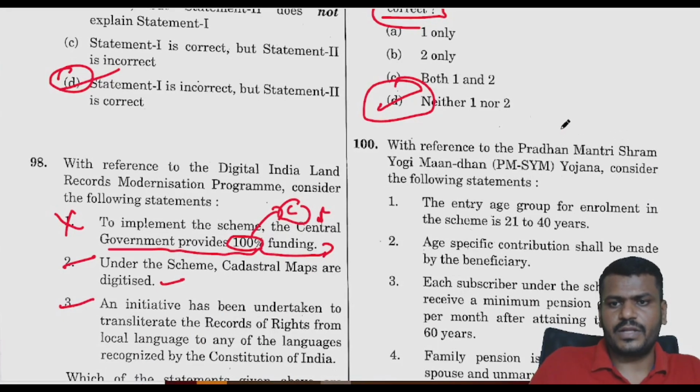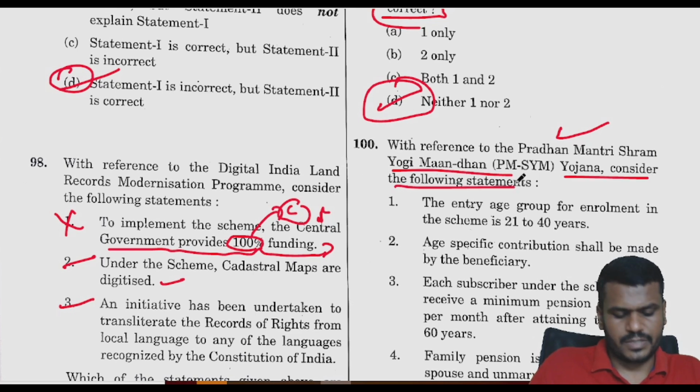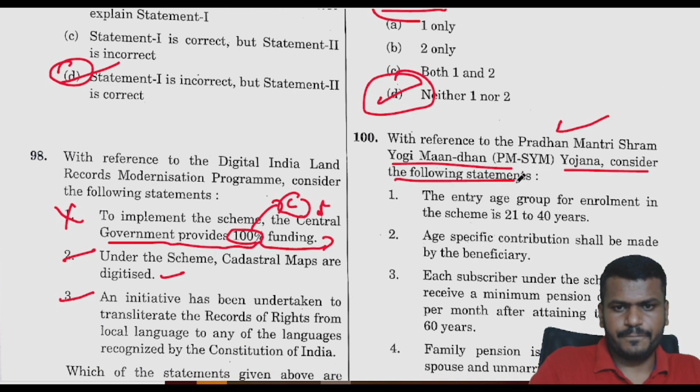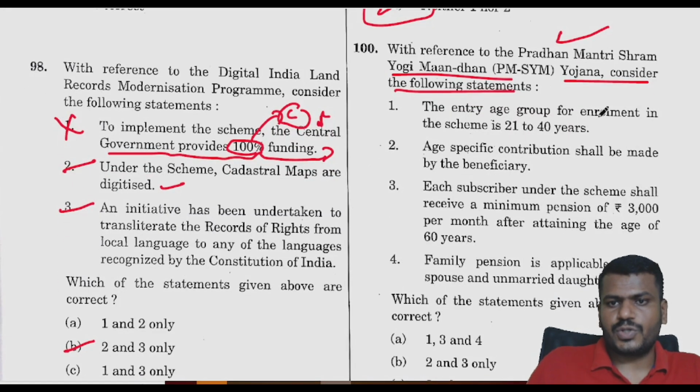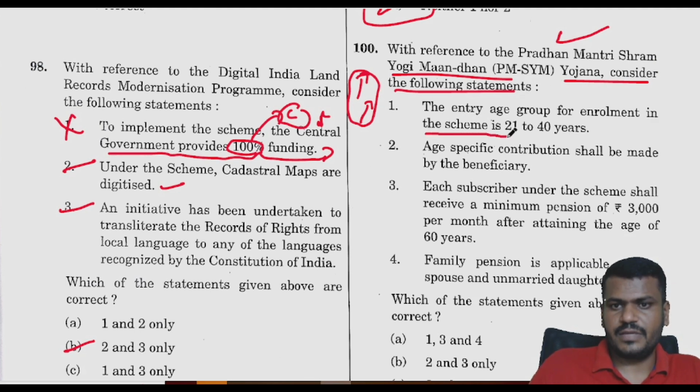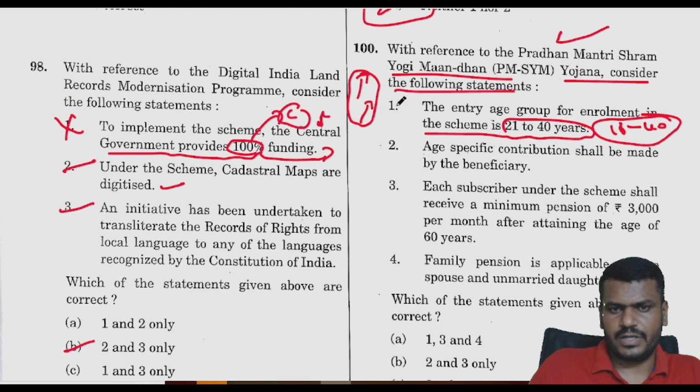Next, with reference to Pradhan Mantri Shram Yogi Maandhan, PM-SYM Yojana, consider the following statements. So the last 100 question. The entry age group for enrollment means the person can contribute now, and later, when he becomes 60 years old, the government will give that contribution to the person with interest also. The entry age group of enrollment in this scheme is 21 to 40 years. No, it is 18 to 40 years, guys. So the first statement is wrong.